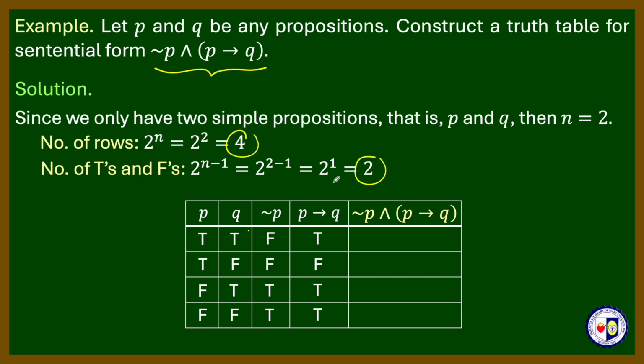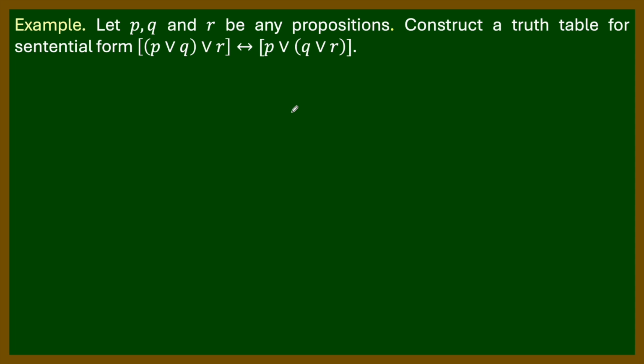For the last column, check the columns of not P and P implies Q. They are conjuncted. So we have to apply the conjunction law. Okay. F conjunction T, that will be false. F conjunction F, false. T conjunction T, true. And same reasoning, true. And that's it. We're done. Let's have another proposition or sentential form.